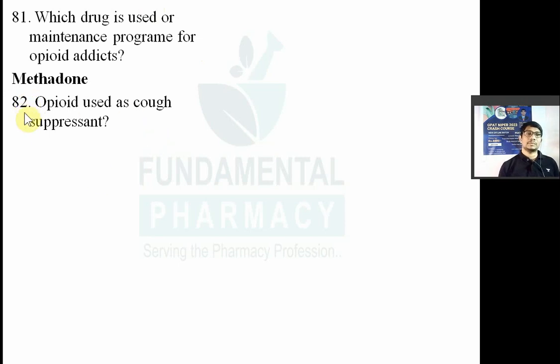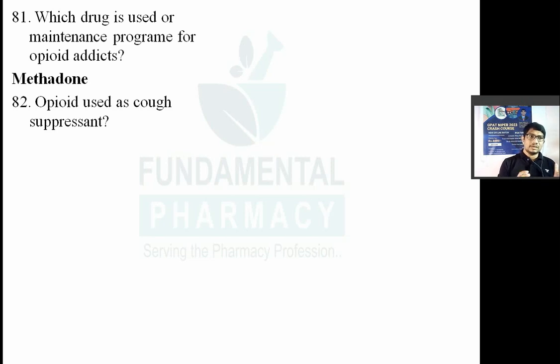Now the next question, question number 82: opioid used as a cough suppressant. You know that in the central analgesics or opioid drugs you have different kinds of drugs. Basically your opium alkaloids are divided into two types. First is the phenanthrene alkaloids, in which you have morphine, codeine, thebaine. The other type is the benzylisoquinoline type of alkaloid, in which you have papaverine and narcotine, noscapine, etc.